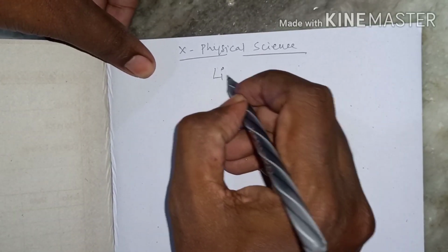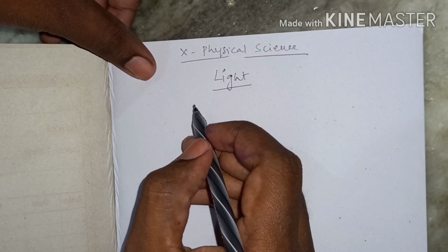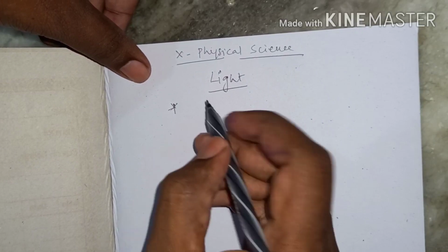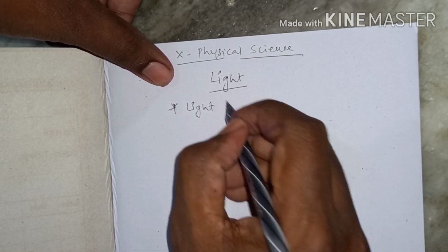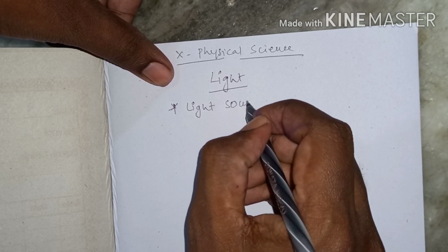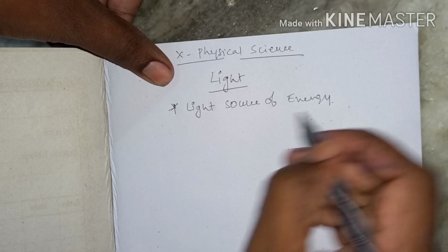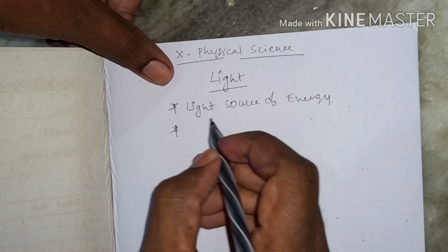Light. First we need to study about light. What is light? What are the sources of light generally? So what do we mean by light? Light is a source of energy. Okay, and light is a combination of electromagnetic radiation.